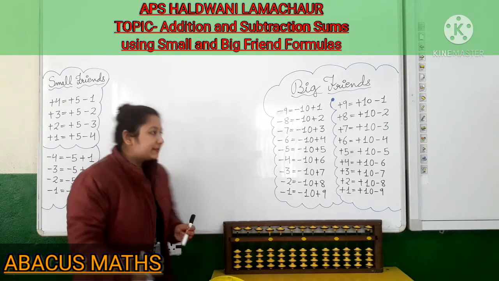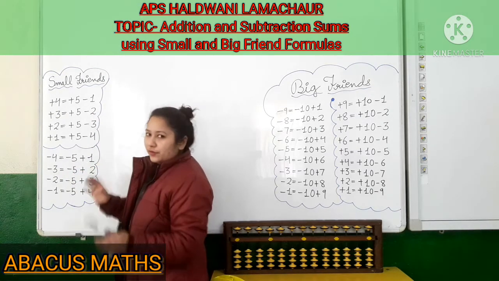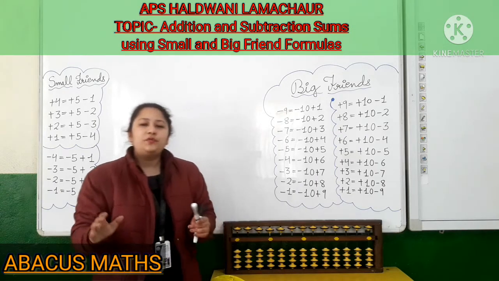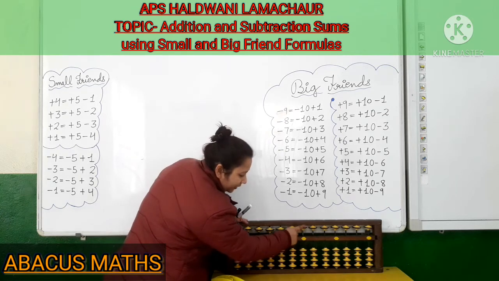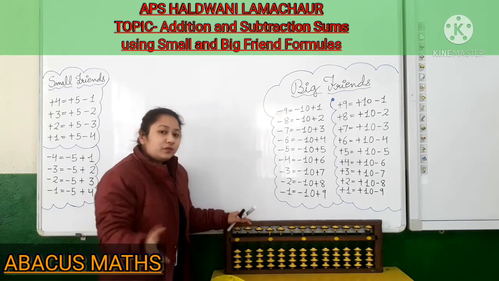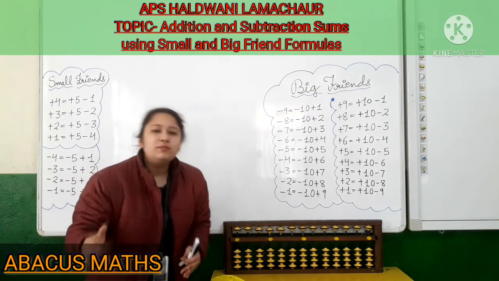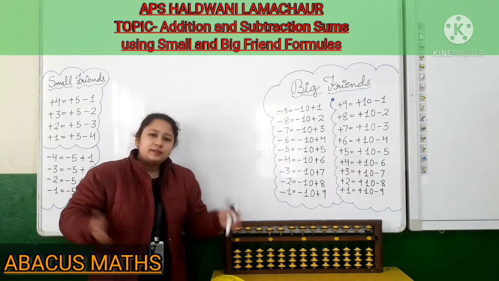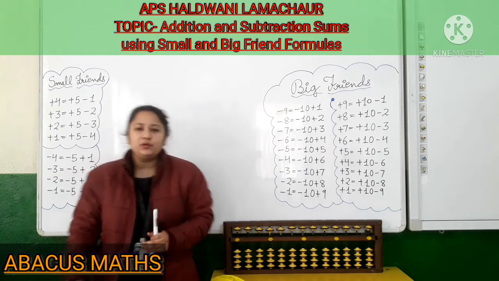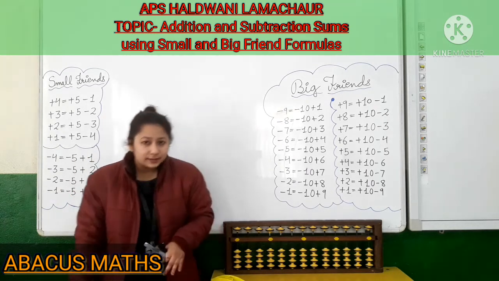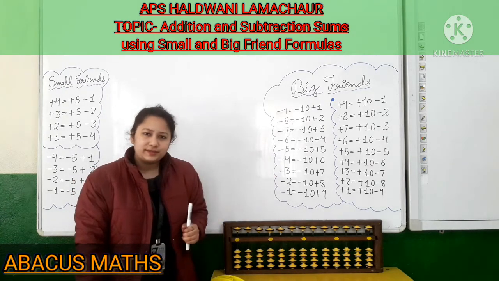Now kids, the first rule. The first rule is whenever you will apply this small friend. Yes, this is small friend. Whenever you will apply the small friend in the same rod. Yes, means if you have to add 5 here and bead is not there, so you will apply the small friend in the same rod. And first of all, you will go for the small friends. Yes, whenever in the sum, if the bead will not be there, means there is lack of bead, first of all, you will go for the small friends. And if you can't apply small friends, then you will go for the big friends.